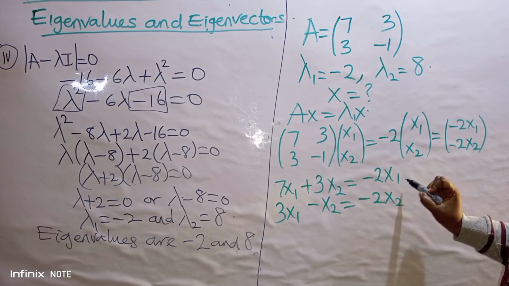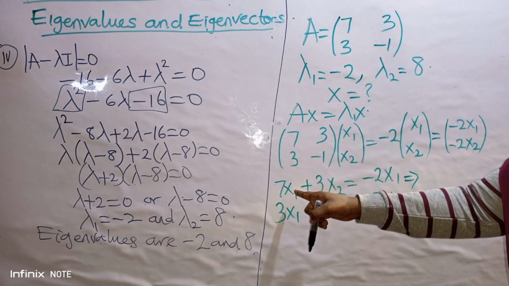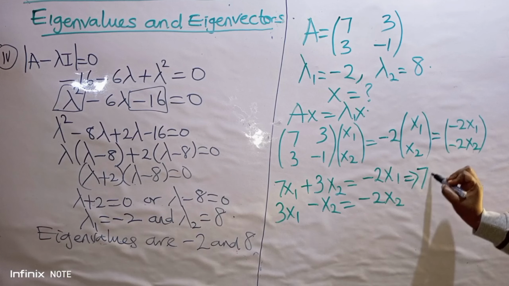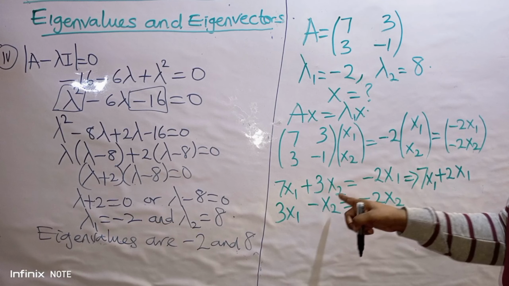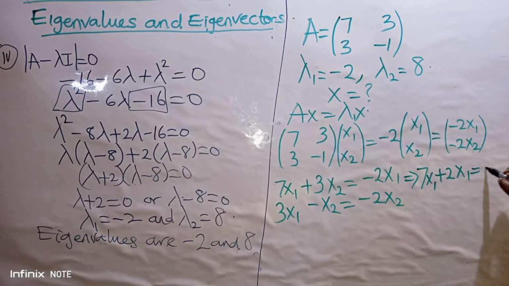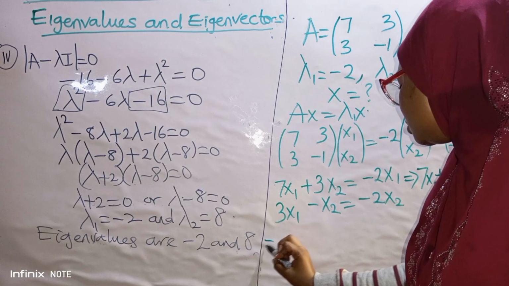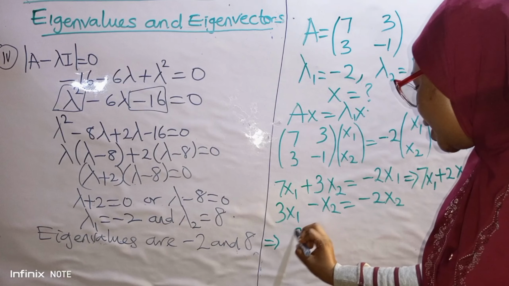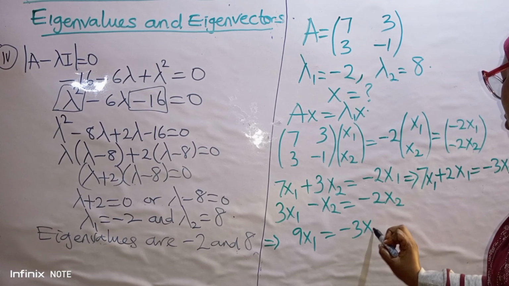So from this first equation, I can say let's minus 2x1 go and meet 7x1. That is, I want to collect like terms. So I have 7x1 plus 2x1, and let's 3 plus 3x2 come out now, so I have minus 3x2. So from here, 7x1 plus 2x1 gives me what? 9x1 is equal to minus 3x2.